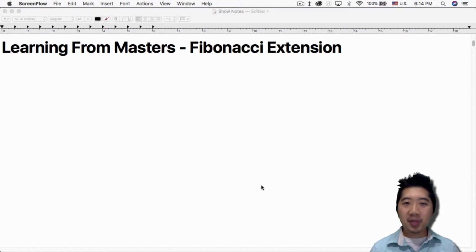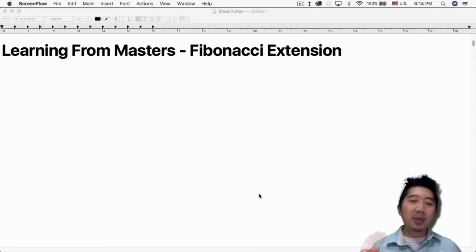So today I want to talk about Fibonacci extensions. Yesterday I talked about Fibonacci retracements, so today I have to continue on and that's Fibonacci extensions.